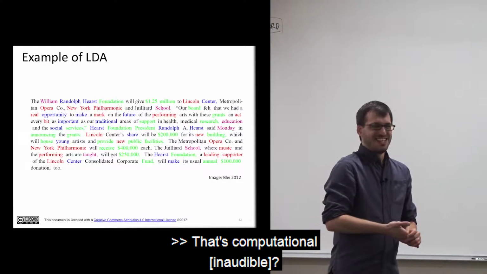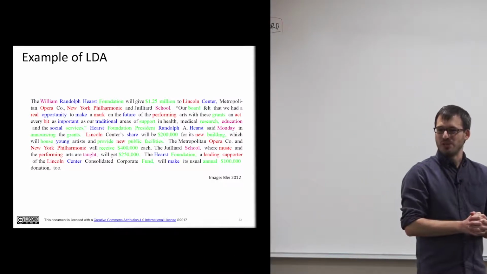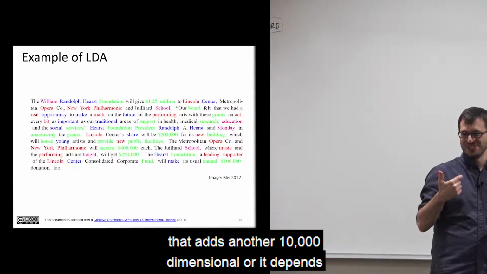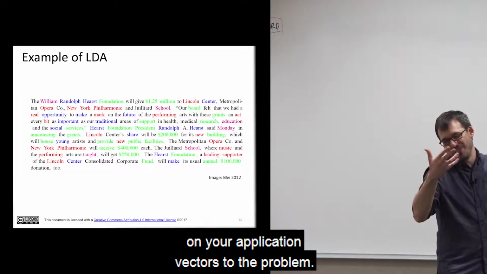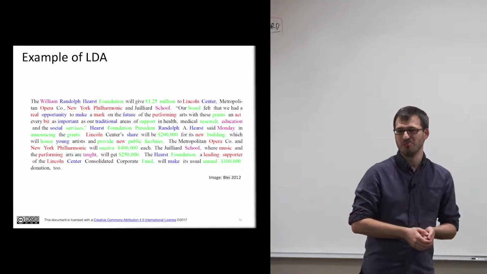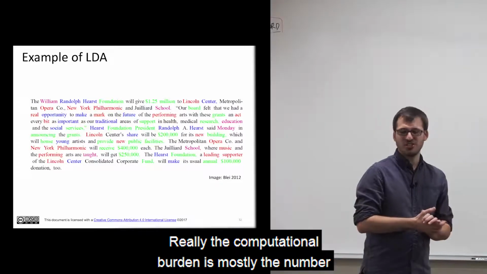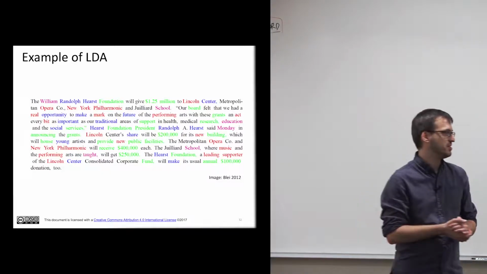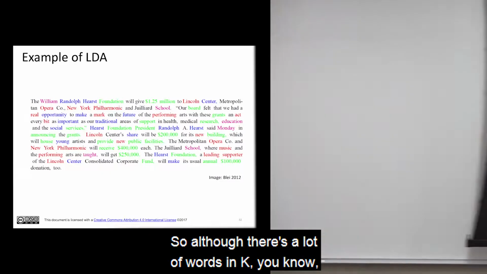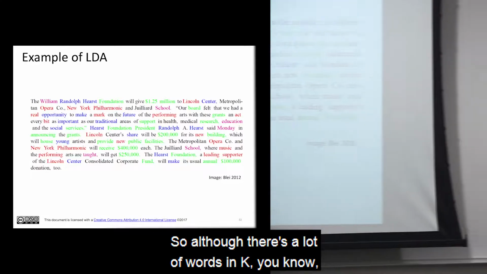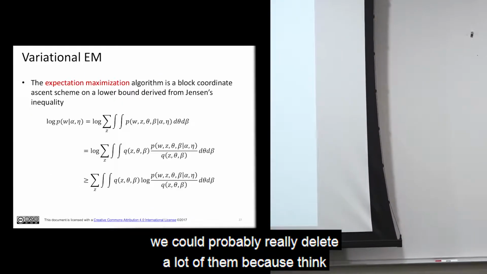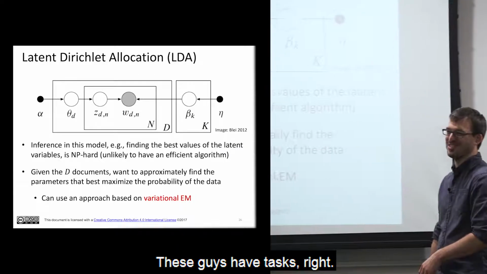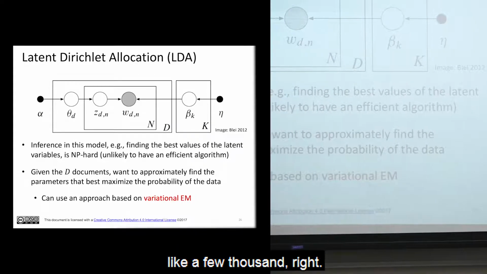It's not so bad. Every time you increase K, that adds another 10,000-dimensional vector, or it depends on your application, to the problem. It's not so bad. Really, the computational burden is mostly the number of documents. Although there are a lot of words in the dictionary, we could really delete a lot of them, thinking of it as useful words for these kinds of tasks. We could probably pare it down to a few thousand.